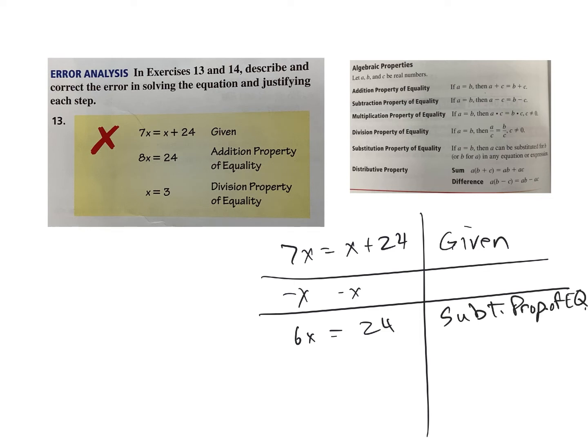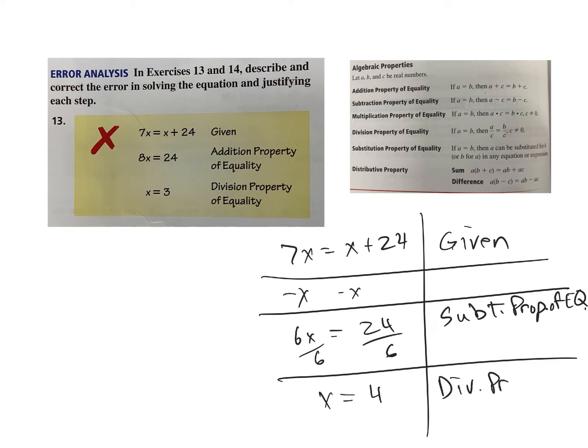Again, these are the most important problems in the whole book. And then we divide by 6, because you're supposed to solve it. So x equals 4. So that's the division property of equality. All right.